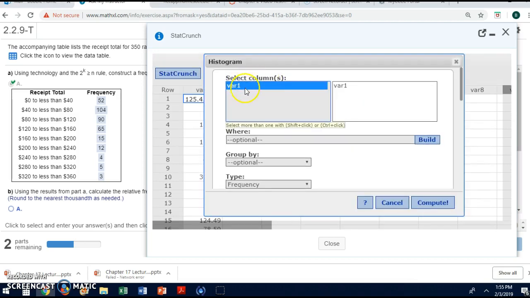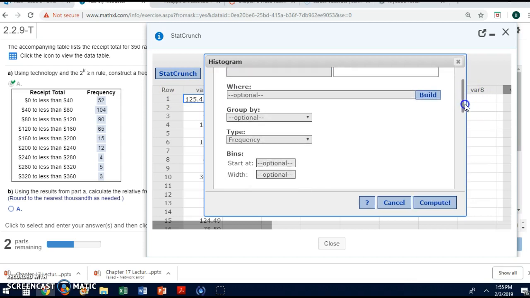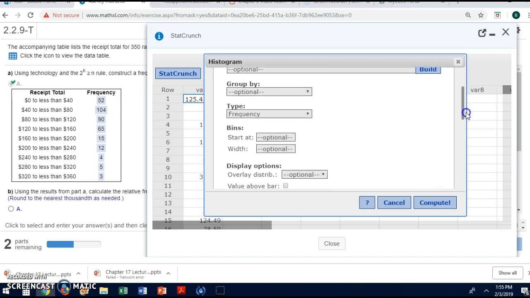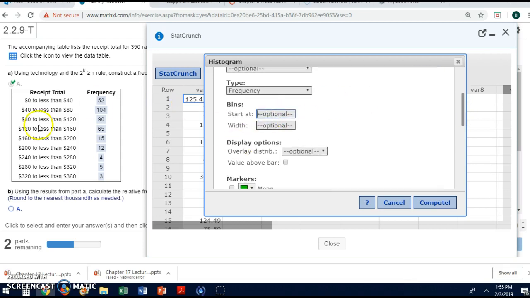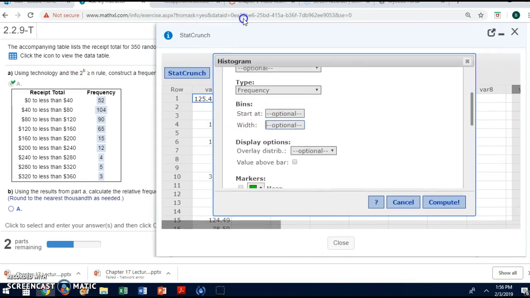So of course select variable 1, and of course frequency is already there. All you need to do is tell it where to start, and I've already found that we needed 9 classes here, 2 to the 9th. Because it was 350 for students that will watch this, 2 to the 9th is greater than or equal to 350. 2 to the 8th was too small.